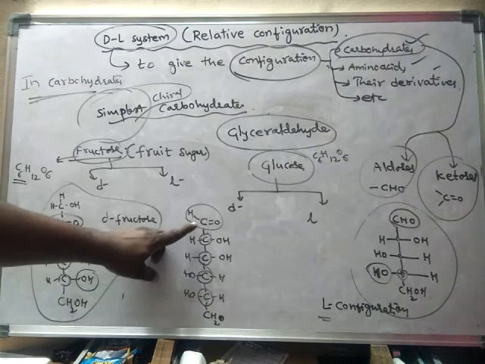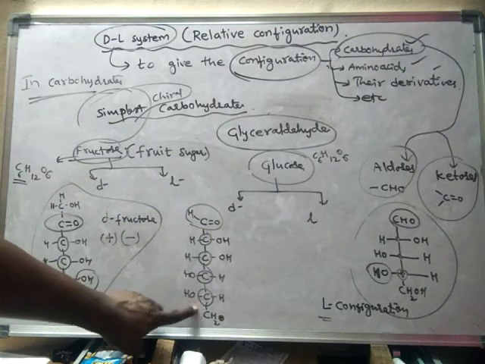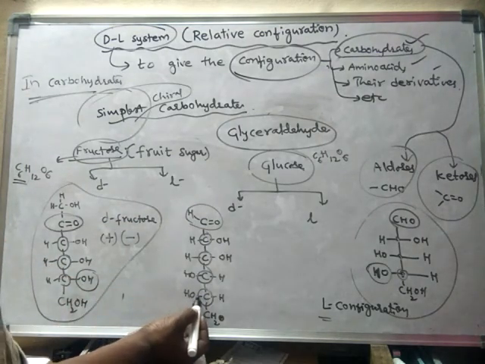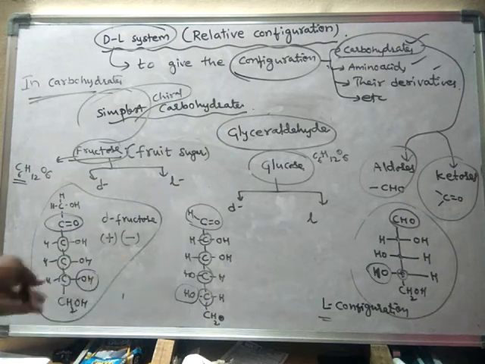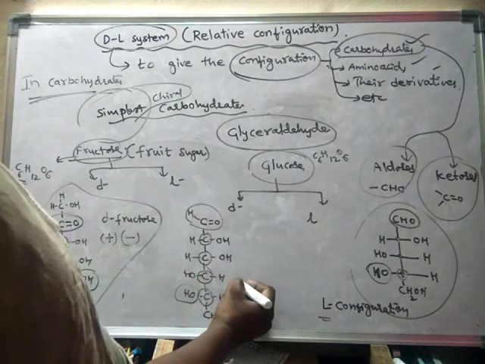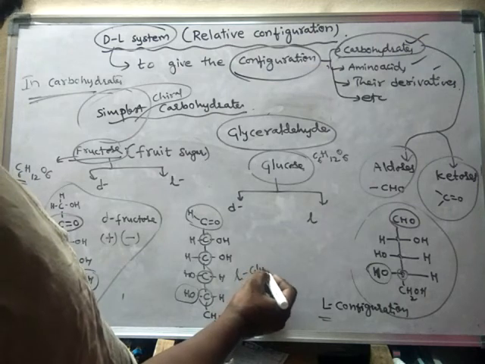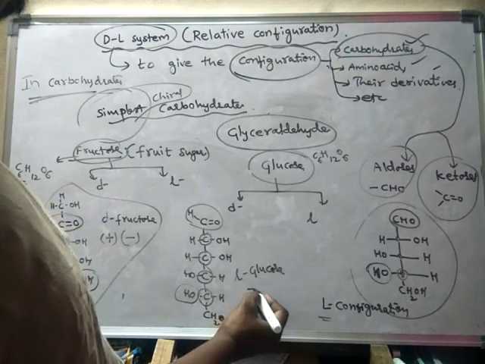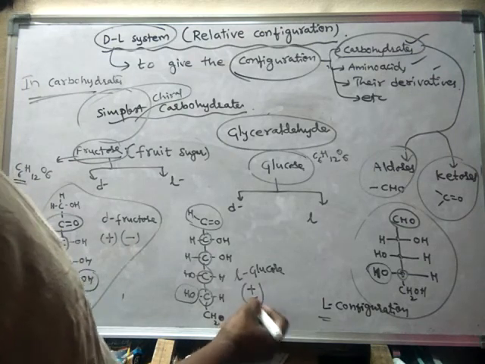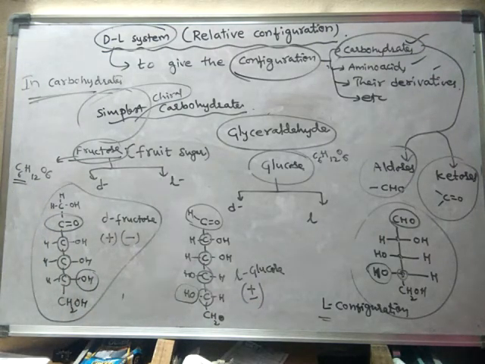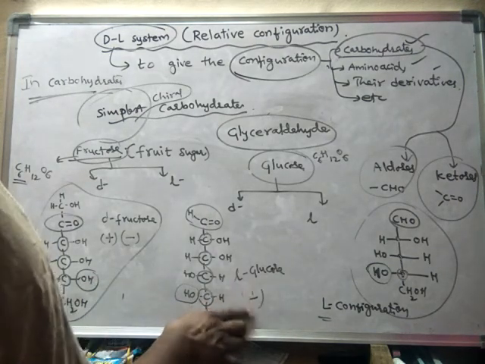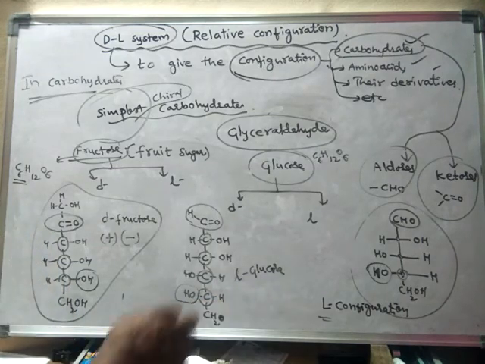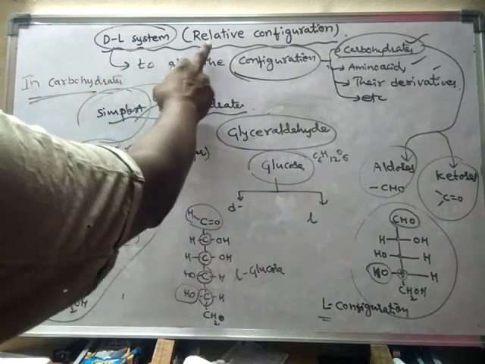Which chiral center is far away from the CHO group? This chiral center is far away from the CHO group, and it has the OH group towards the left side. Hence it is said to be L glucose. It may be dextrorotatory or levorotatory; no one can tell whether this L glucose is dextrorotatory or levorotatory. That can be known only from experiment. Plus or minus, dextrorotatory or levorotatory, is a different concept. But we are discussing the DL system, the relative configuration.